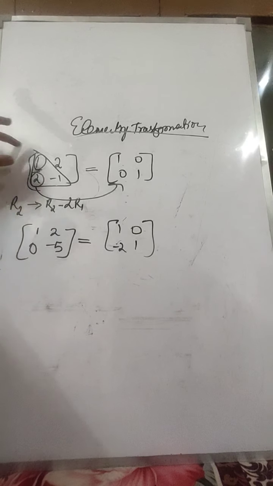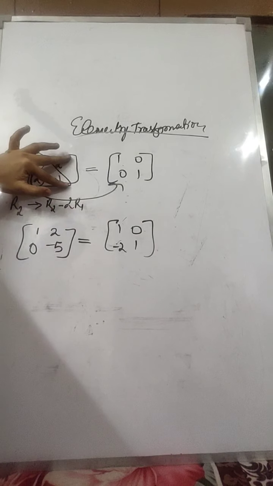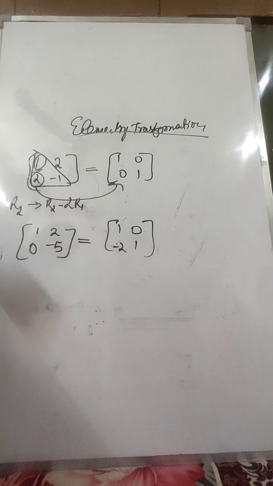Why 7 steps? In the first step you made this one as 1, then 2, 3, 4, 5, 6, 7 and 8, 9. If you are taking 9 steps, that means you are totally going wrong. But if you are working it properly, then you will be able to do it in 6 to 7 steps. Max to max it takes 7 steps in a 3 cross 3 matrix, and in a 2 cross 2 matrix you will just see now as I am doing.